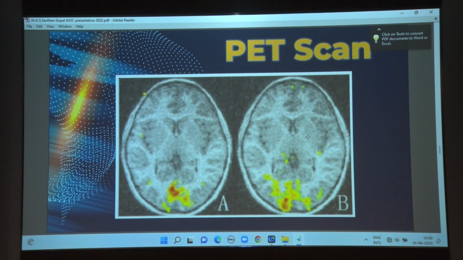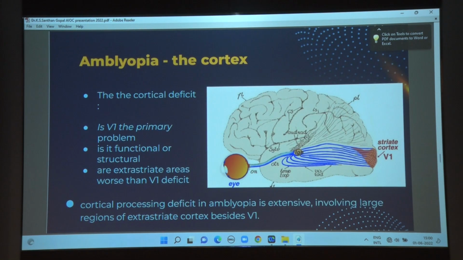This is the PET scan of an amblyopic eye, which shows higher oxygen consumption, and they tag the fibrinogen and things like that. PET scan also shows a reduced thing in amblyopia. Now, in amblyopia, what happens? This is a small eye, but it has an extensive change all over the brain. A small eye has a problem, but it has caused problems everywhere in the brain.